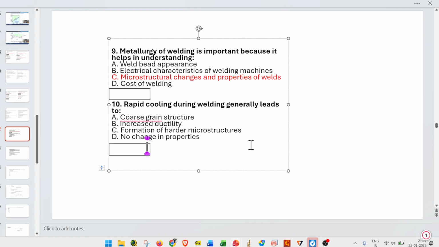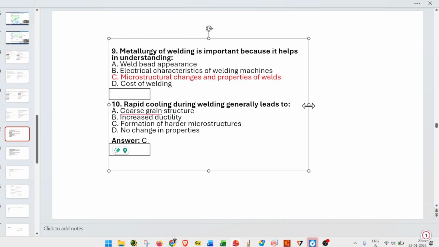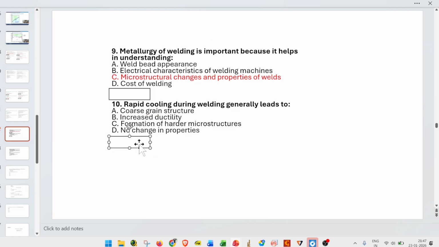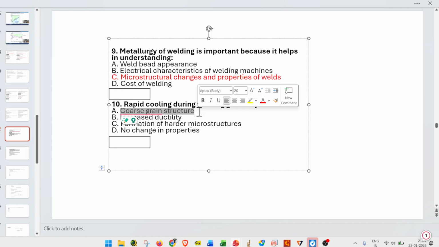Rapid cooling during the welding generally results in... okay. So rapid cooling means coarser grains will only appear when the cooling rate is much slower, because there is enough time for the grains to grow. Okay, increase in ductility.